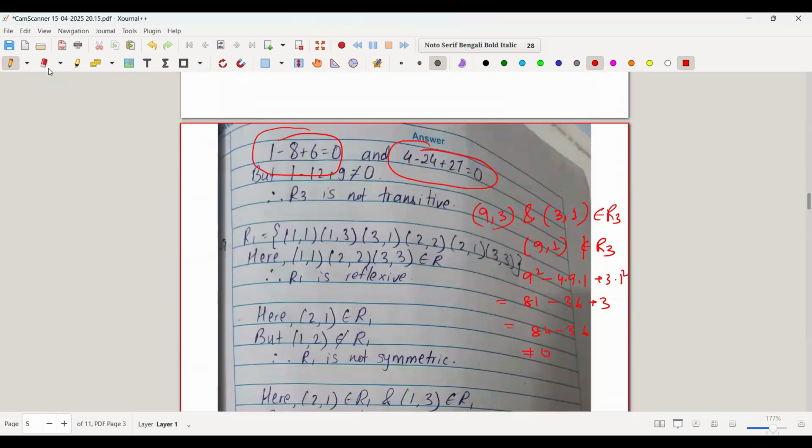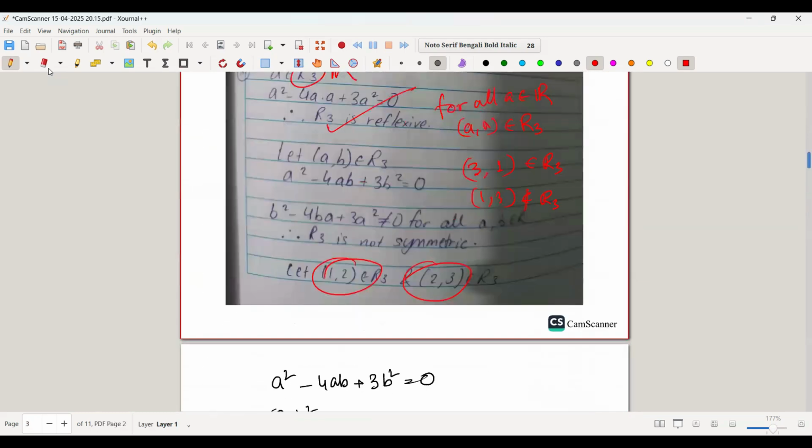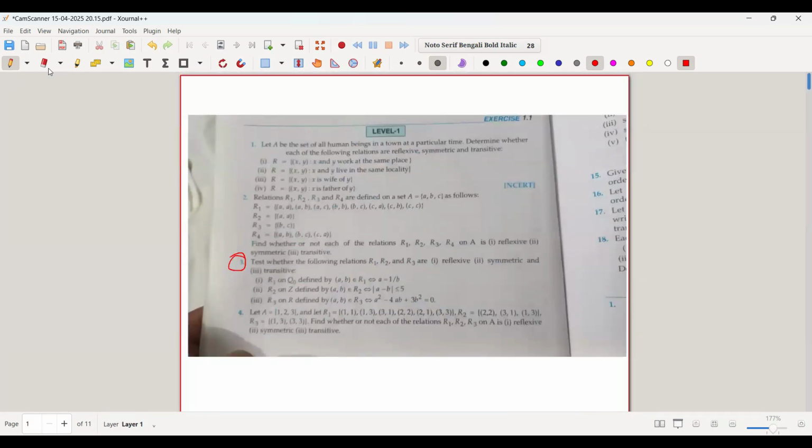Next, problem number 4. Let A equal to {1, 2, 3}. Let R1 equal to {(1,1), (1,3), (3,1), (2,2), (2,1), (3,3)}, and R2 equal to this and R3 equal to this. Find whether or not each of the relations R1, R2, R3 on A is reflexive, symmetric or transitive.